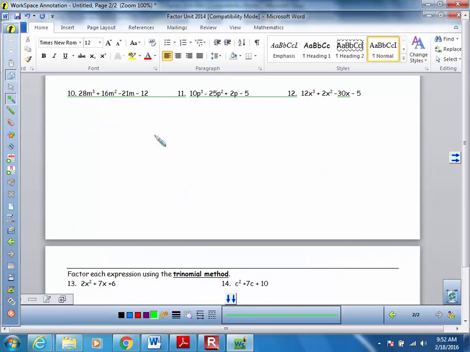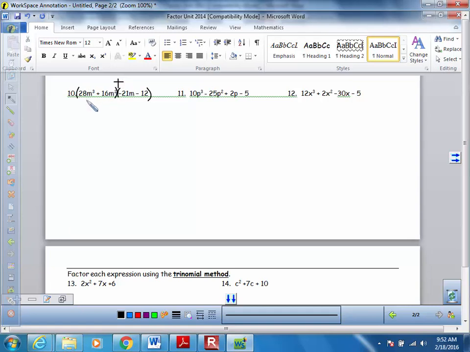Okay, let's try number 10. So in number 10, again, we're still grouping because there's 1, 2, 3, 4 terms. We would put our first 2 terms in 1 parentheses and our last 2 terms in 1 parentheses. Here, I want to make sure that I keep this minus sign with 21. We always want a plus sign between our parentheses. So when you group, keep the minus sign, put the plus in between.